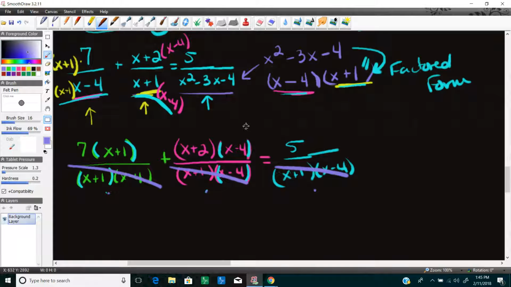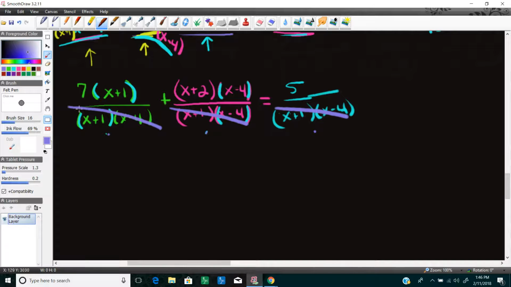Okay, and that's just kind of a little shortcut we can use. So doing that, we're going to end up with 7(x + 1) plus (x + 2)(x - 4) is equal to 5. And now here is where it actually gets a little bit more interesting because we have some techniques here that we've used in the past that maybe we just don't remember.